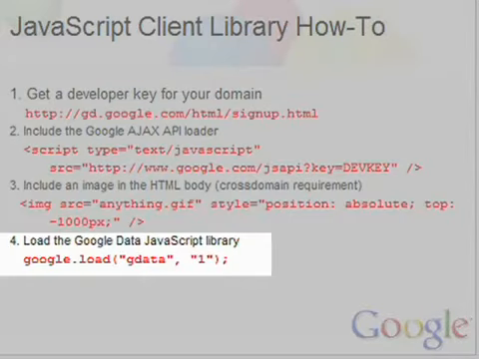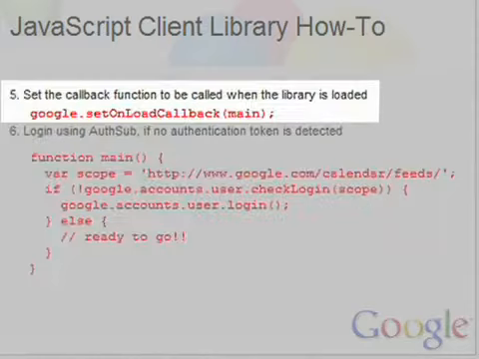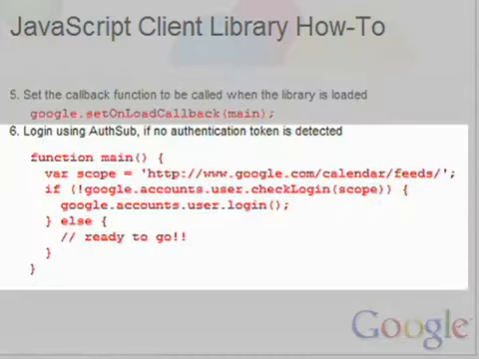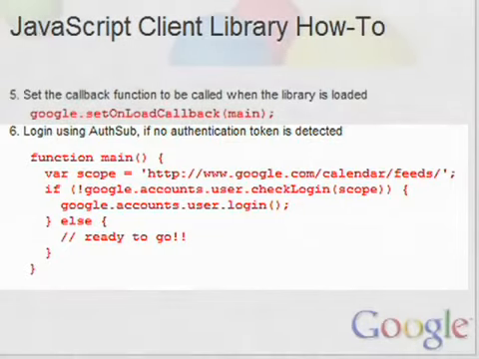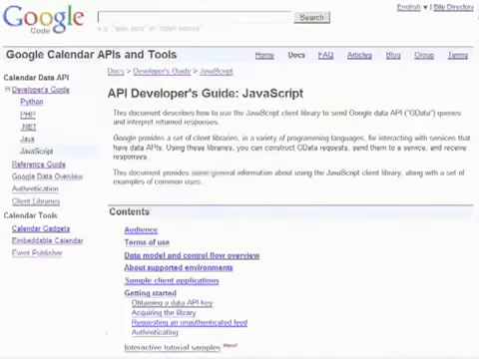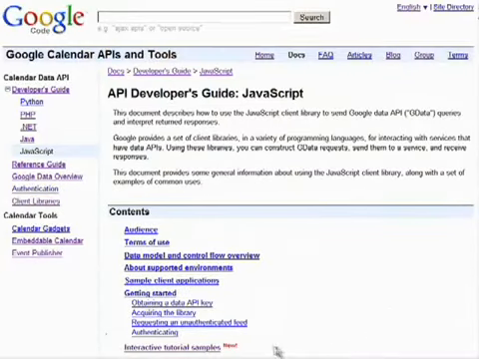Step 4, you need to use the loader to load in the JavaScript client library. Step 5, you now need to set the callback function to be called when the library is loaded and ready to go. Step 6, inside the callback function, you first need to check if the user has logged in. If not, you need to redirect that user to the Google account page to log in. The user will then be returned back to your page when they are authenticated. Now you're ready to use the JavaScript client library to make calls to play with the Calendar Data API.